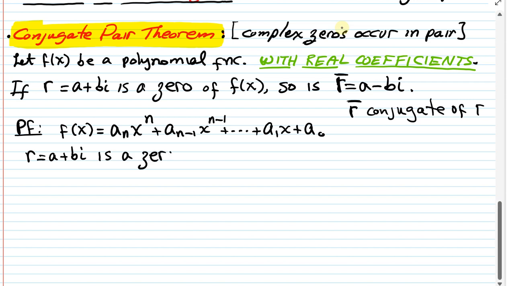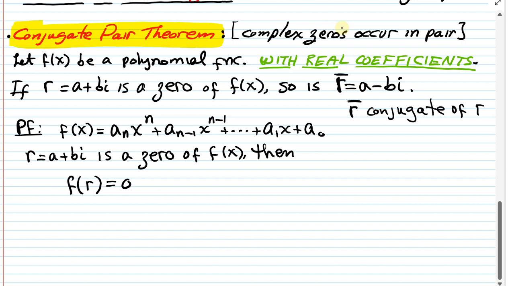So we are told r equals a plus bi is a 0. That is the hypothesis of this theorem. We can assume that to be true because that's what we're told. So if it's a 0, then we take it to be a fact. Well, if it's a 0 of f of x, what do we know then? Then we know that f at r has to be 0, correct? Because it's a 0 of the function.